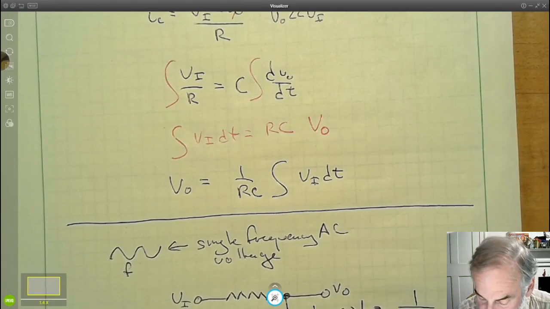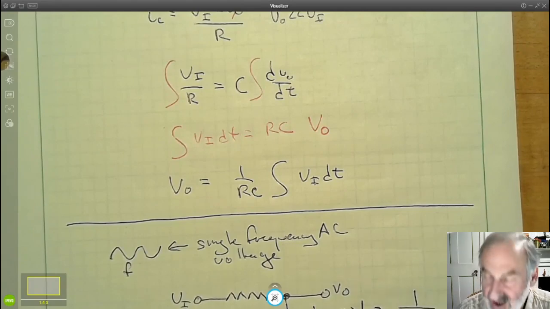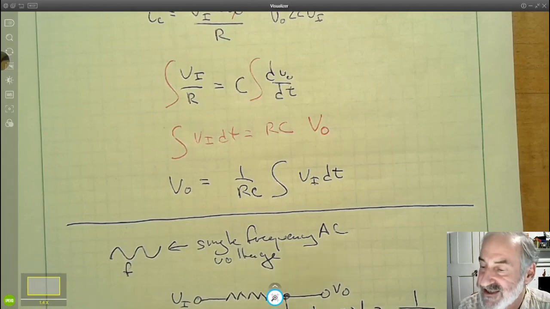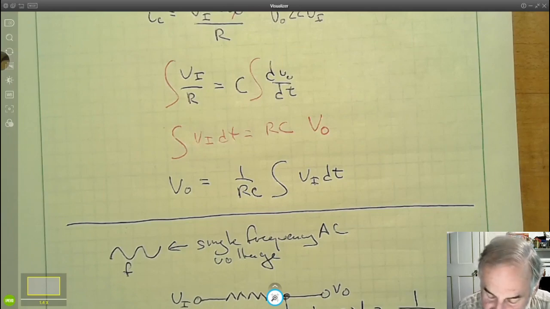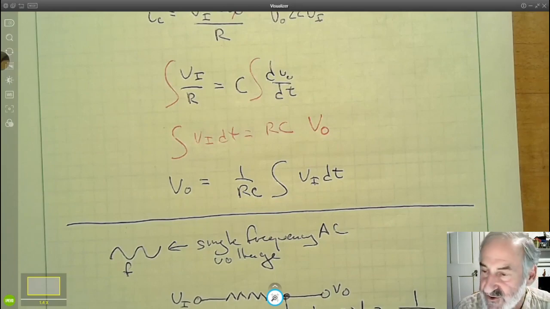This is a constant, but f is not. If f is 0, the impedance of a capacitor is infinite. If you put a DC voltage across it, no current will flow. That certainly sounds good, since we know that a capacitor has an insulator between the plates. But it also tells you that at very high frequency, at f equals infinity, this looks like a short circuit.